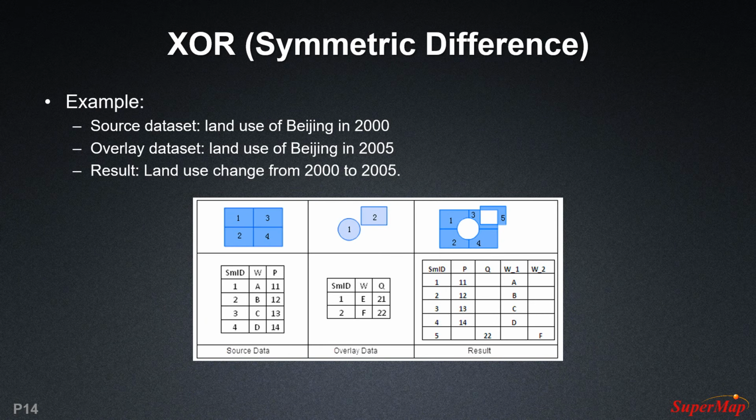So XOR, or symmetric difference. Now, XOR is a process of performing a negation operation on the intersects of a source dataset and an overlay dataset. Now, the example that you're going to do consists of a source dataset, which is land use of Beijing in 2000, overlay dataset, land use of Beijing in 2005, and the result is going to be land use change from 2000 to 2005.